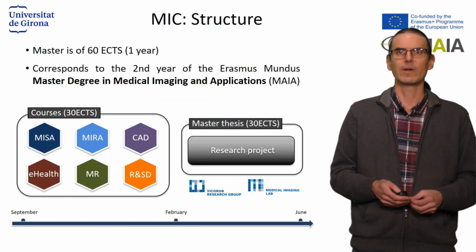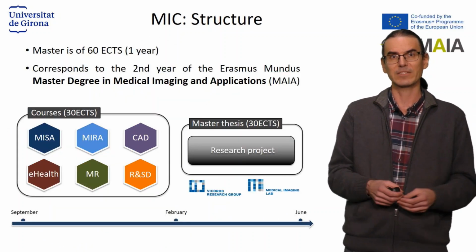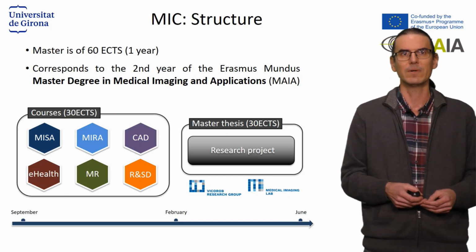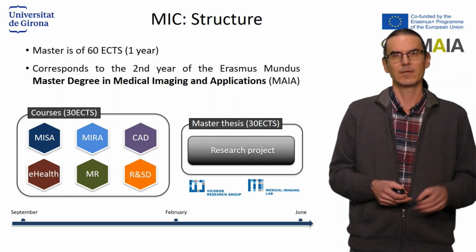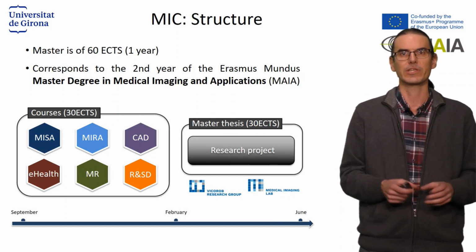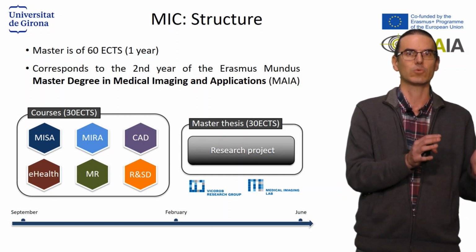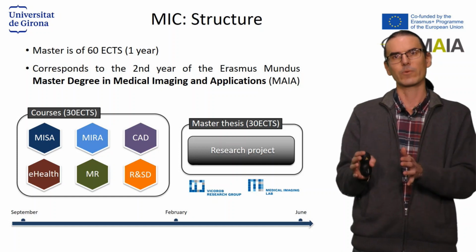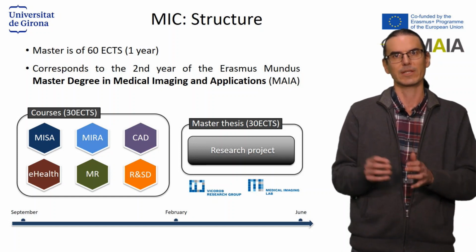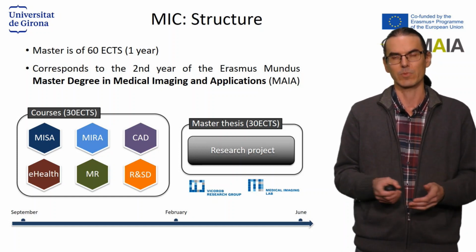Let's talk now a little bit about the structure of this master. This is a 1-year program of 60 ECTS. You can see in the picture that it is distributed in 2 different semesters. The first one is dedicated to courses, and then the second one is where students will do a research project, which is actually the master thesis proposal.